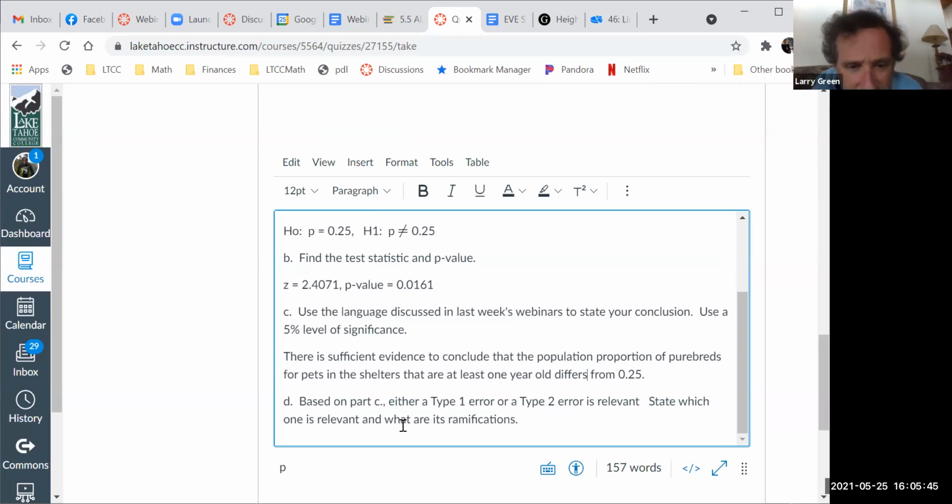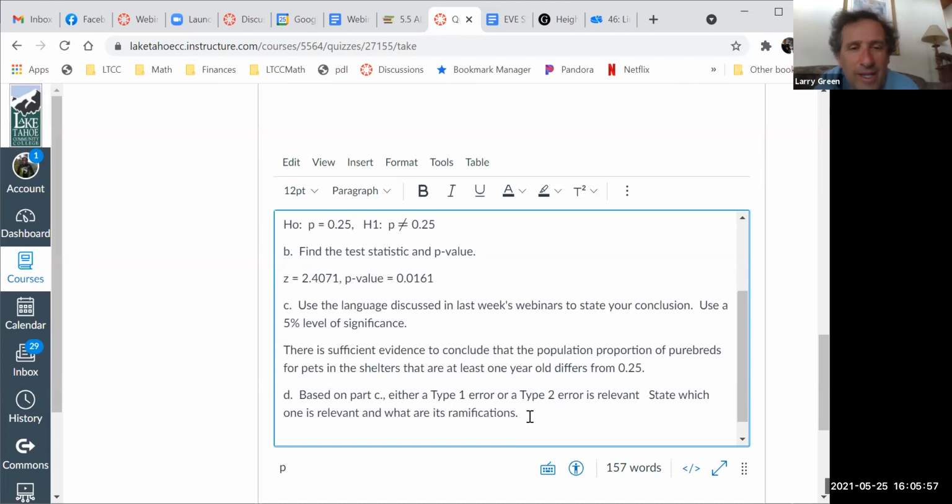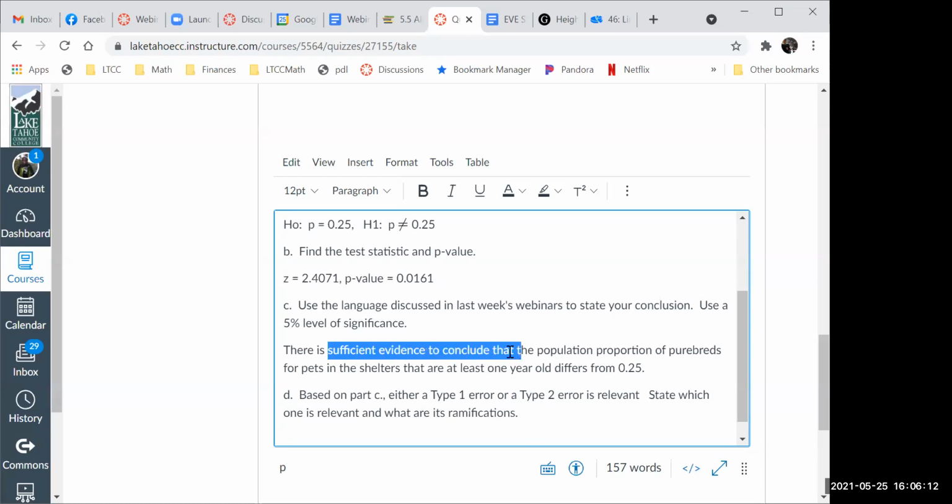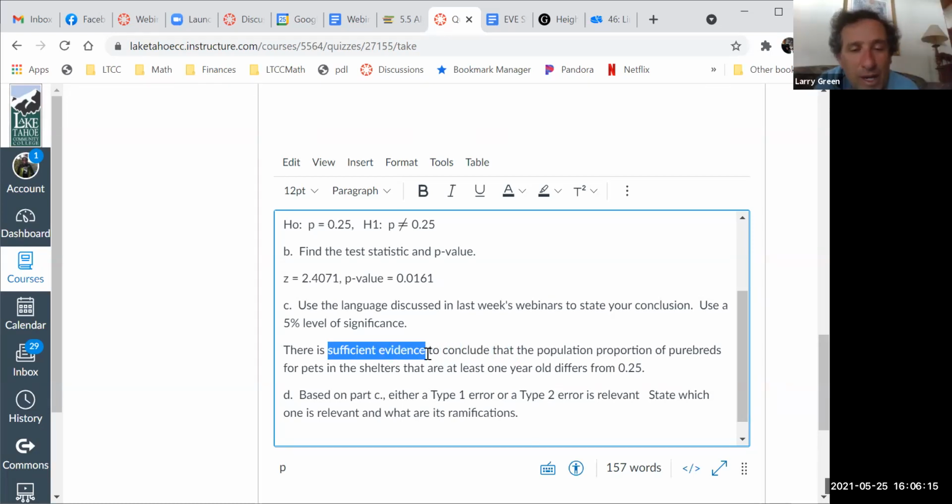Based on part C, either a type 1 error or a type 2 error is relevant. State which one is relevant and what are its ramifications. So the first question is, which is relevant based on part C? Type 1, because we have sufficient evidence. And type 1 is when you have sufficient evidence, but actually your declaration was wrong. Okay, it doesn't mean you made a mistake. It just meant that your sample misled you. Do you see the difference?